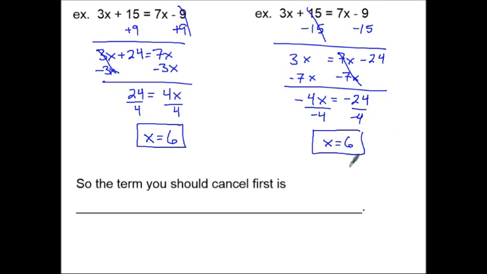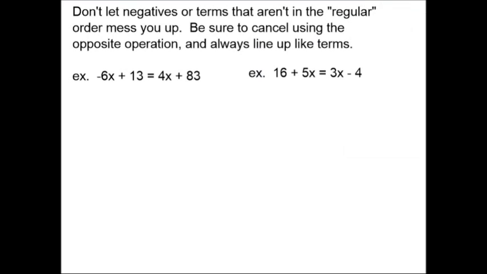Alright, so basically the rule of thumb here, the term you should cancel first is, well, I did this 4 times, canceling a different guy every time, so I got the same answer. So basically the term you should cancel is whichever one you feel like. Whichever one you feel like is fine, and as long as you follow the rest of the steps, you should get the right answer every time. Well, don't let negatives or terms that aren't in the regular order mess you up. The regular order, I mean, is the variable first and the regular number second. Be sure to cancel things using the opposite operation and always line up with your like terms. I've been trying to stress that so far, but stress it again.